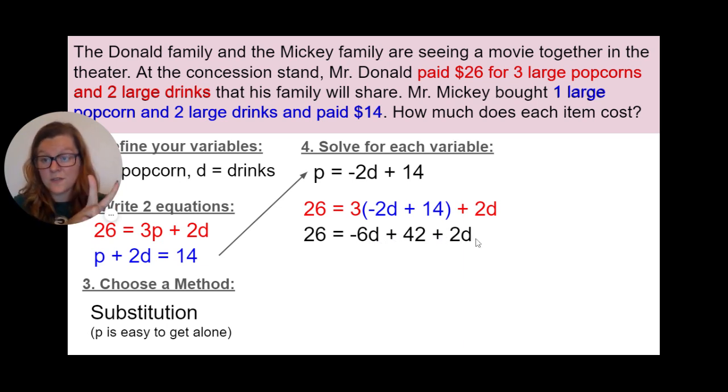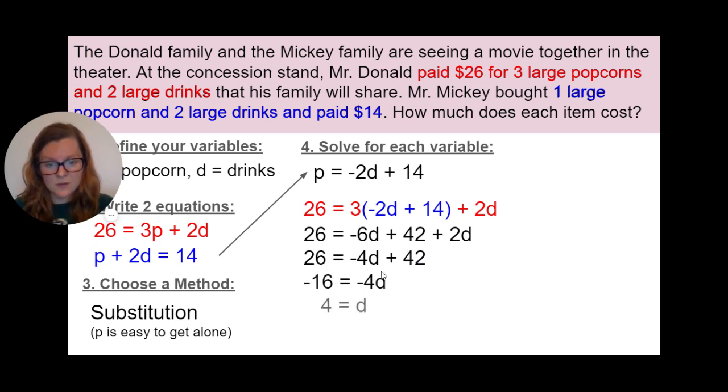Combine your like terms on that right side. So when you're combining your like terms, remember, you were just saying negative 6 plus 2 gives you a negative 4D. Move all your numbers to the other side, so subtract this 42. Then divide by a negative 4 to get D completely by itself.